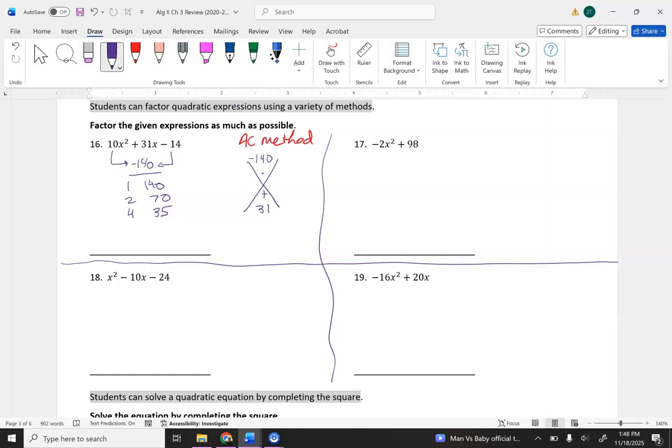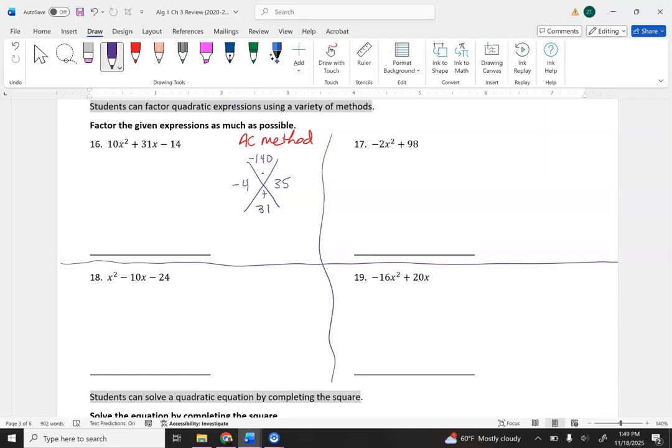And you can keep going and keep listing values out until you find a combination that could actually add or subtract to make a 31. I'm going to stop right here at 4 and 35 because I know those two can combine to make a 31. Specifically, we need a positive 31. So that means the 35 has to be the positive number, and that means the 4 has to be the negative number.